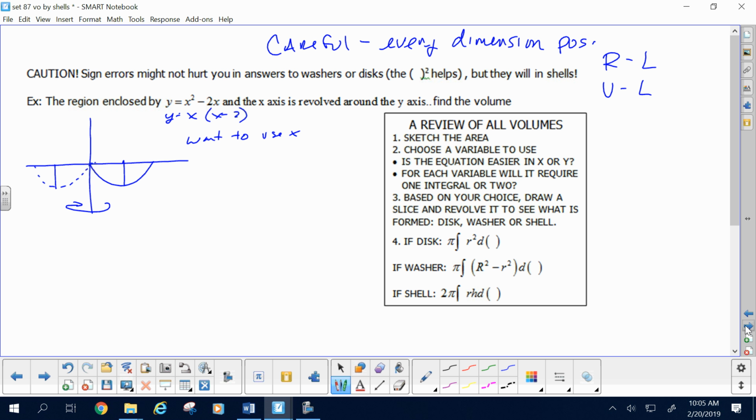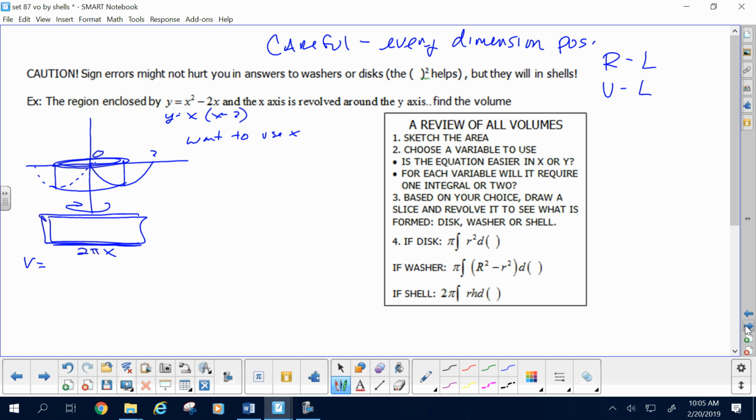If I use x, then what's made? A washer, a disc, or a shell? A shell. All right, so it's a cylindrical shell. Volume is this dimension here, comes from the circumference. It's 2 pi. And the radius. The radius is x. And is x going to be positive? Is the region I'm talking about positive x's? Here's the region from 0 to 2. Are those positive x's? Yes. It is.